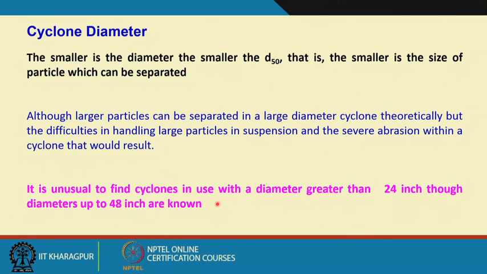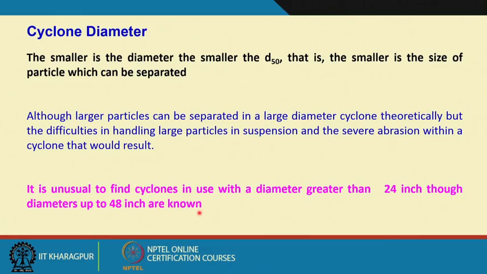It is unusual to find a cyclone in use with a diameter greater than 24 inch, though diameters up to 48 inch are known. So, normally in mineral processing for size separation, we do not use cyclones bigger than 24 inch. However, these days even up to 48 inch cyclones are known, for some typical purposes.